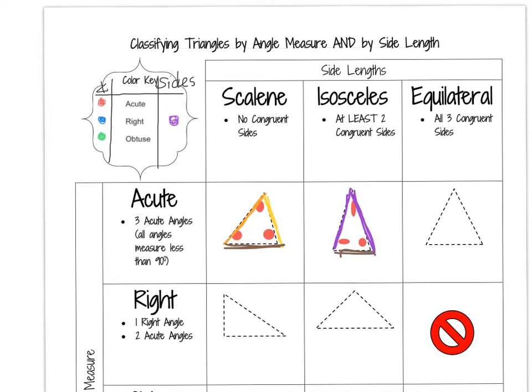Last one, equilateral, all three congruent sides. So again, we know that all three of these are acute angles. And we also know that all three of those sides are congruent.